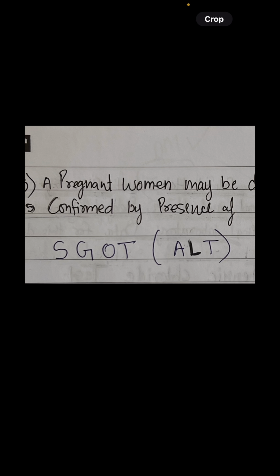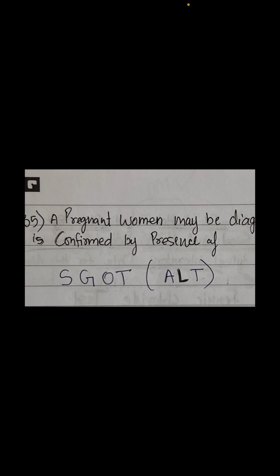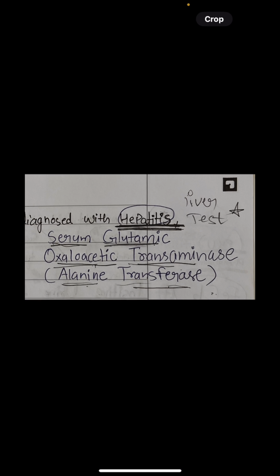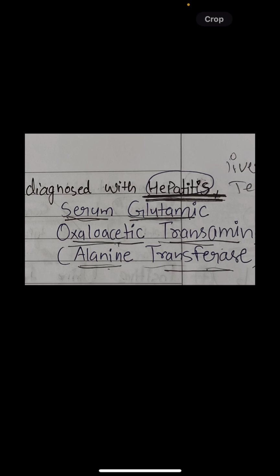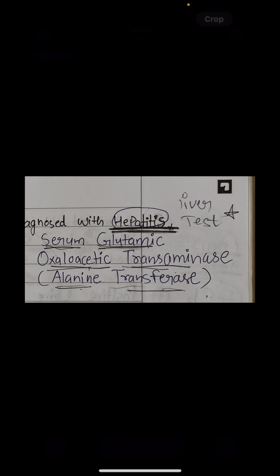Remember it, that ALT is not always given as an option. Sometimes SGOT will be given. ALT was not given, I wrote it by myself to understand. This is for hepatitis. We are going to do the liver function test, which is ALT, also known as SGOT. The full form is serum glutamic oxaloacetic transaminase, or let's say alanine transferase. So this is done.